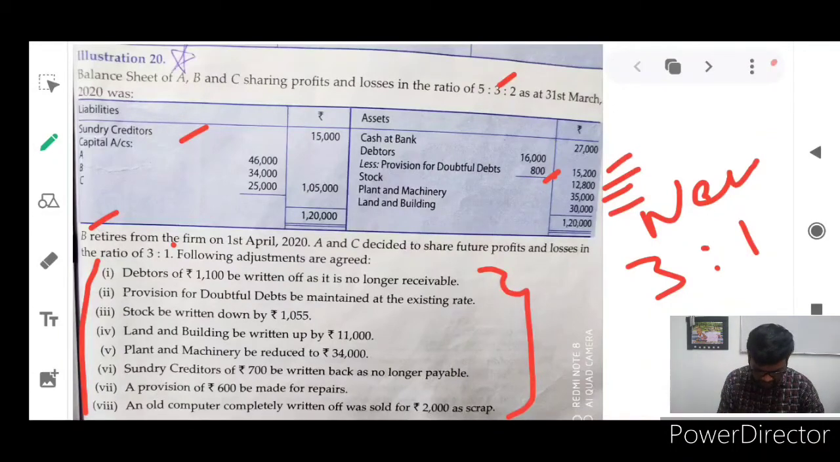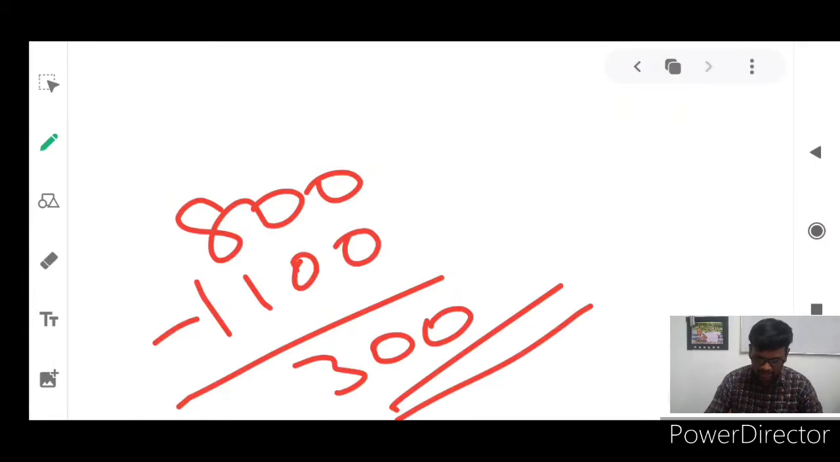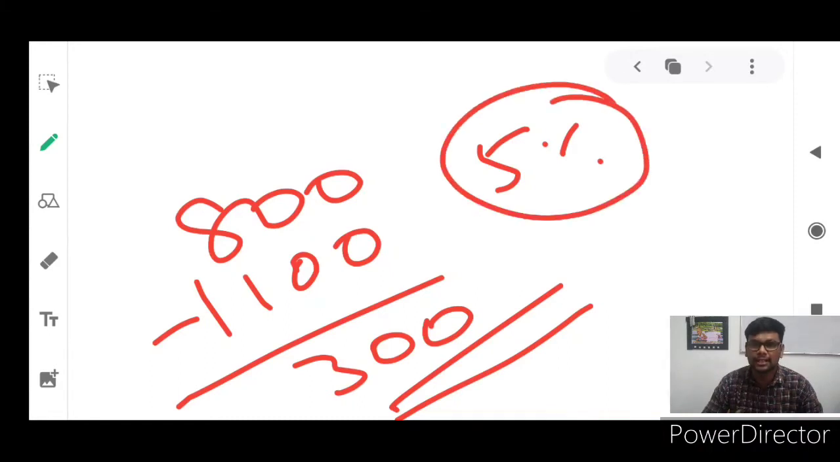At the same time, they have given a clue here: at their existing rate. We don't know what the existing rate is, how many percent they have allotted for the provision for bad and doubtful debts. So we are going to identify that now. Look at this information. Debtors are 16,000 and the provision already allotted is 800 rupees. So 800 rupees is how many percent on 16,000? Around 5%. 5% on 16,000 is equal to 800 rupees. So we come to know some calculations.